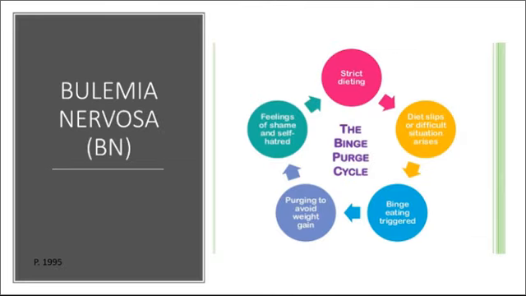Now we're going to go into bulimia nervosa, page 1995. Oh, there it is. There's a table 1996. That's what I was looking for before, where you have your manifestations and your clinical therapies of each. An excellent study tool there.